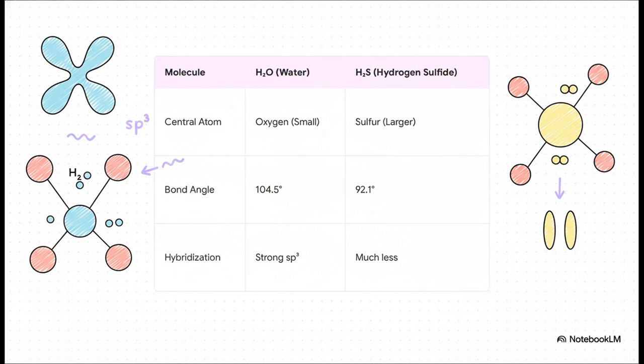But now look at hydrogen sulfide, H2S. Sulfur is in the same column as oxygen, just 1 row down. Its bond angle is 92.1 degrees. That's super close to the 90 degrees our original simple model predicted. For bigger atoms like sulfur, it turns out hybridization just isn't as necessary to explain the shape we see.